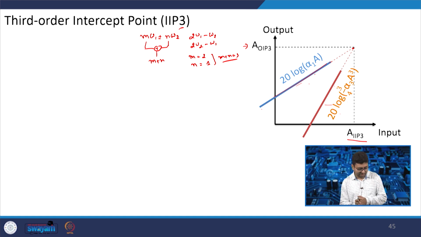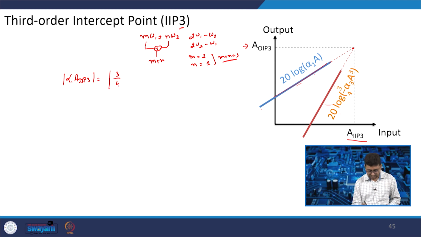So, how will we find that? We try to equate both: alpha 1 A IIP3, because we are interested in finding the IIP3 point, equals 3 by 4 alpha 3 A cube IIP3. So, how did this term come?